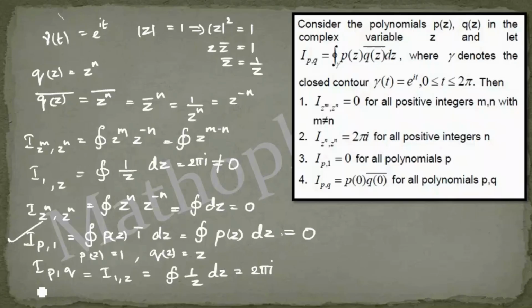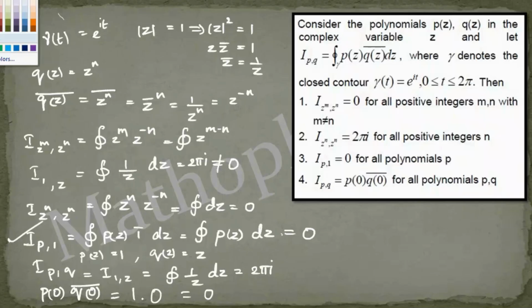Now let's find the right hand side. P of 0 into q of 0 bar will be equal to p of 0, which is 1, but q of 0 is 0, which is equal to 0. So the left hand side and right hand side are not equal, so the fourth option is wrong. So the correct option is option 3. Let's see the next question.